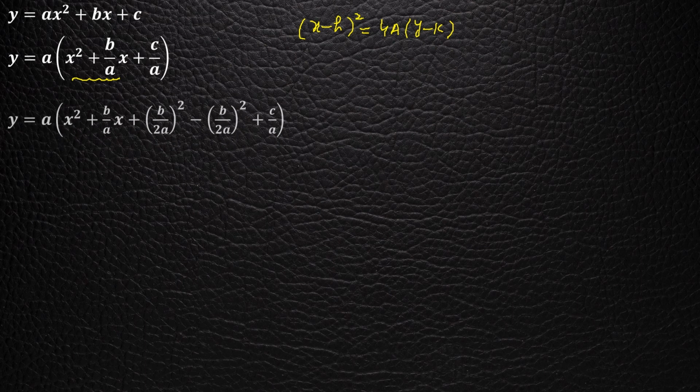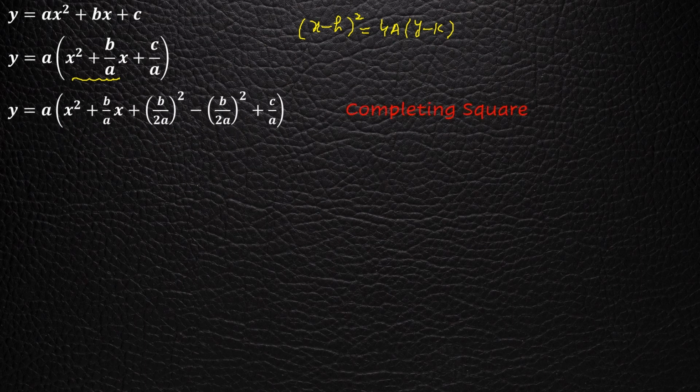For this, we shall convert this equation into an equation of parabola of the form x minus h whole square is equal to 4a into y minus k. Let's do it. From right hand side, we take a common. Now we shall complete the square within the brackets. For this, we shall add b over 2a whole square and subtract b over 2a whole square.